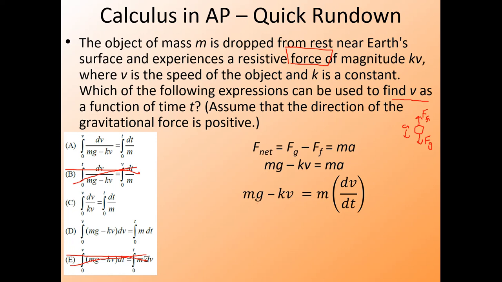So I have a dv on the right hand side. I want to actually move this to where the dv is. And similarly, I want to move the dt to the other side. So I did it kind of backwards. You'll see why I did that in a second, but I moved the dv over to the mg minus kv, so mg minus kv divided by dv, and then on the right hand side I'm left with m over dt.